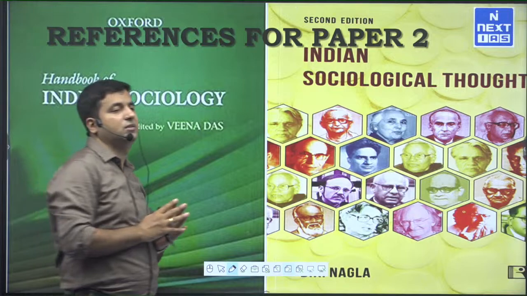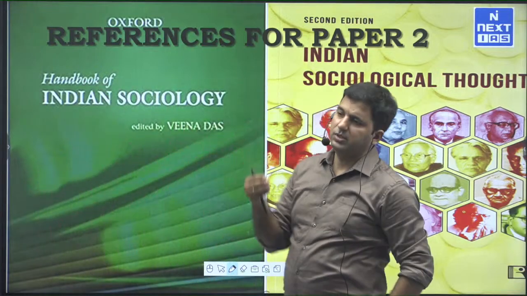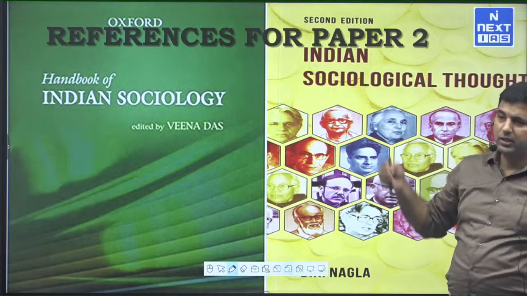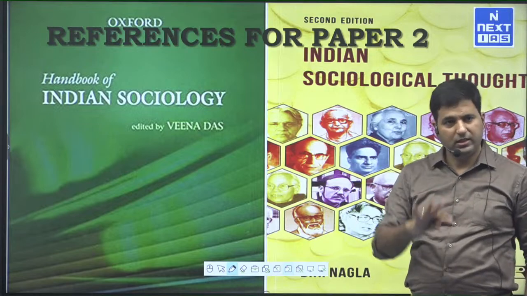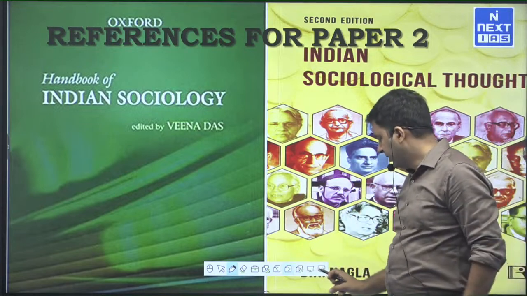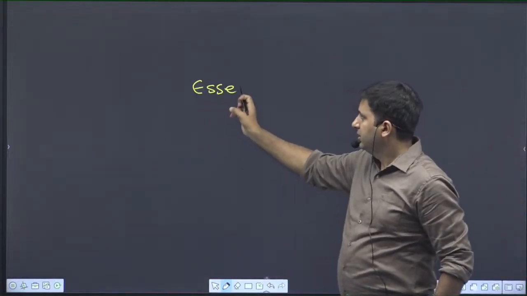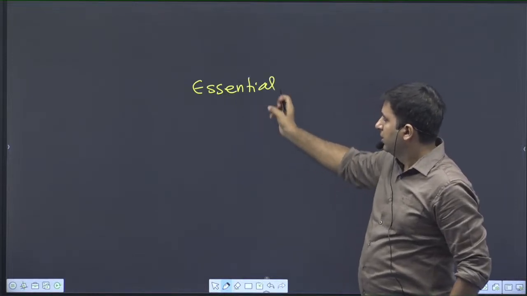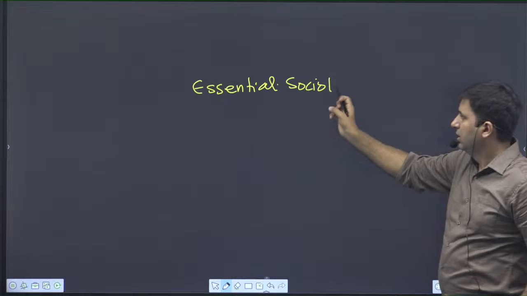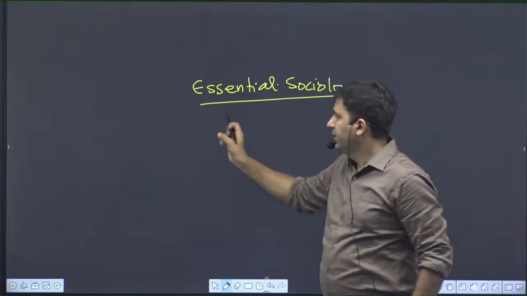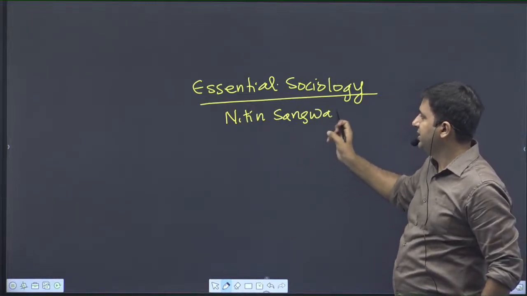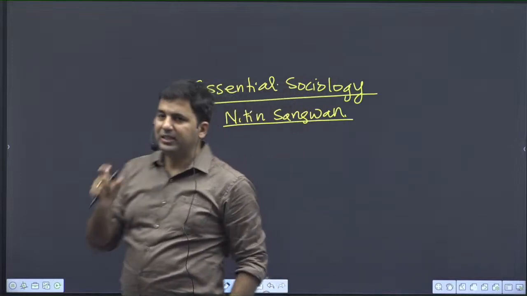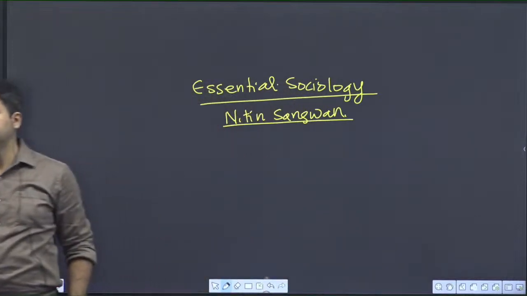So there are four books which I have suggested to you: George Ritzer's Sociological Theory, Haralambos's Themes and Perspective, Vidyabhushan and Sachdev's Fundamentals of Sociology, and Indian Sociological Thought by B.K. Nagla as a reference. After this, you may refer to a good book written by Mr. Nitin. If you are doing it by yourself, you can refer to this book for complete revision. Why? Because it is a very thin book. They explain Karl Marx in less than 10 pages.